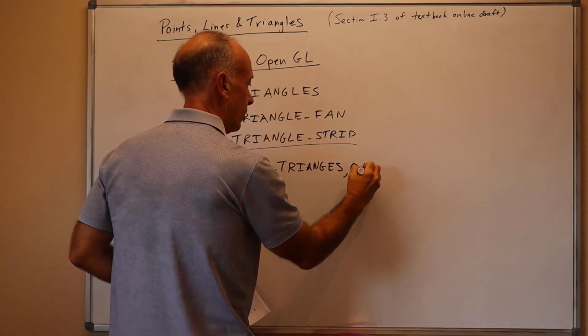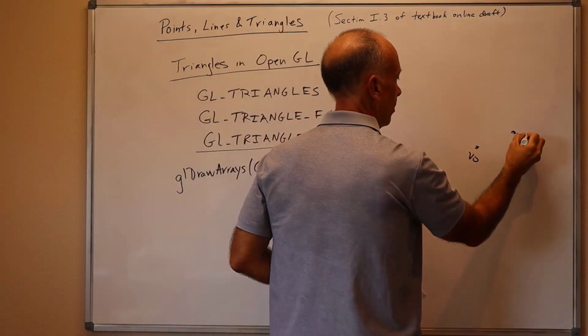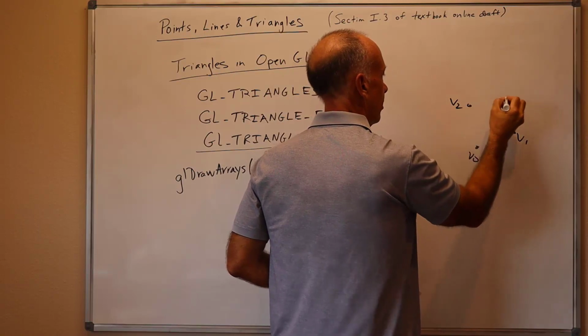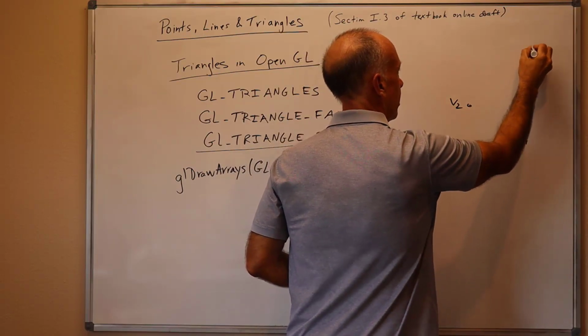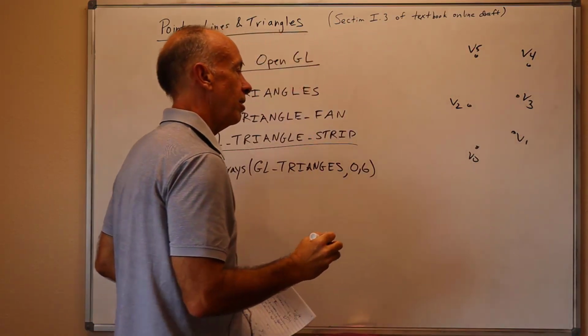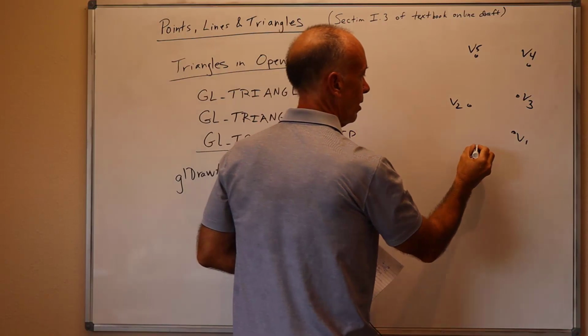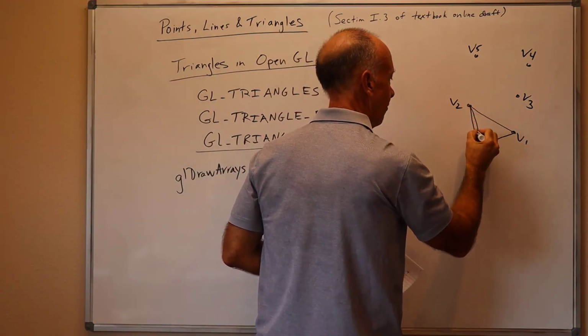And I'll do an example with 6 vertices. So there could be V0, V1, V2, V3, V4, and V5. And this draws 2 triangles. We take the first 3 vertices and join them up into a solid filled triangle.